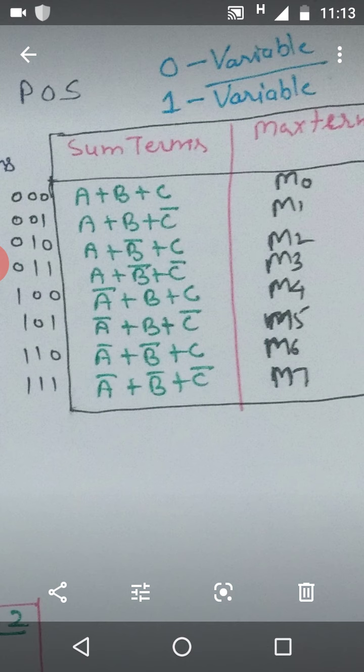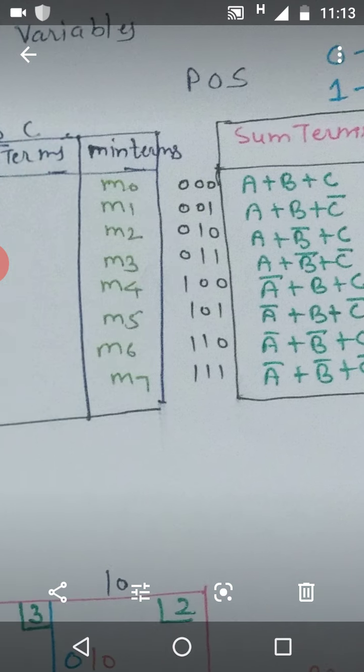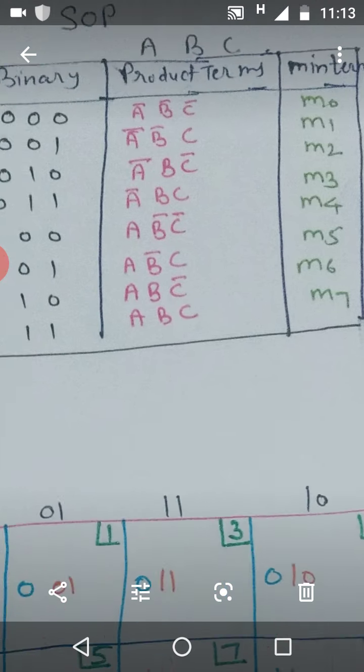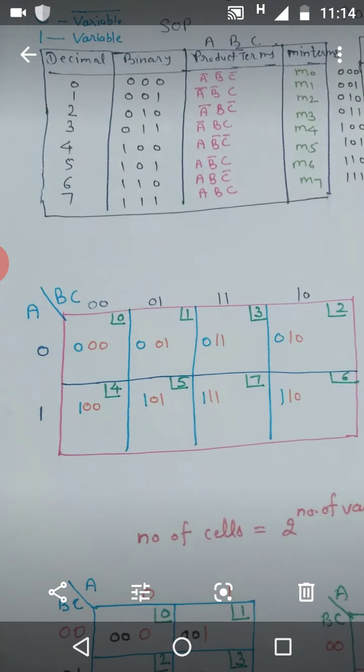So a maxterm is represented by capital M. So maxterms are from 0 to 7. So this is the table for product of sum, meaning sum terms and product terms. Next we will start K-map with 3 variables.